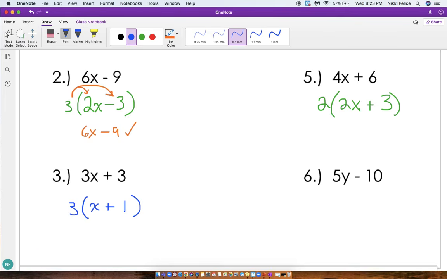And over here we have 5y minus 10. The GCF between 5y and 10 is 5. So we are going to divide a 5 out of both of these terms. 5y divided by 5 is y, and 10 divided by 5 is 2. And there you have it. Don't forget you can always use the distributive property to recheck your answers.